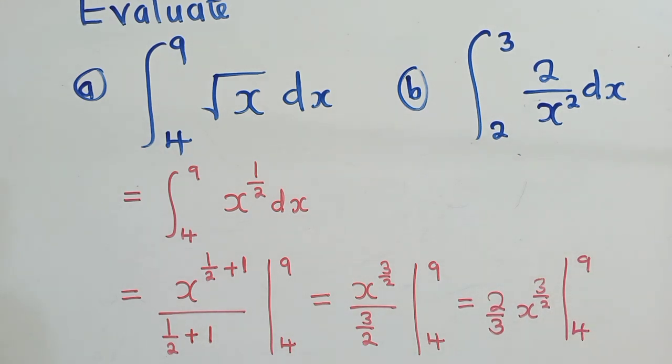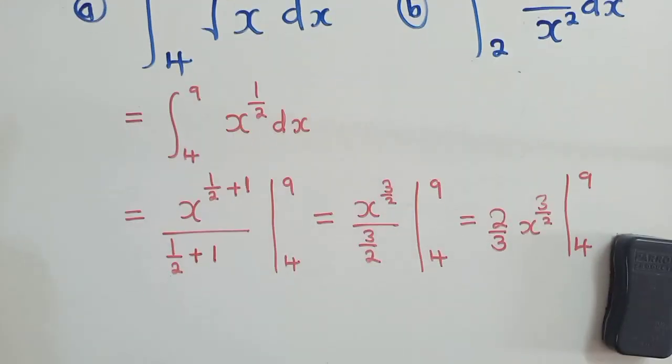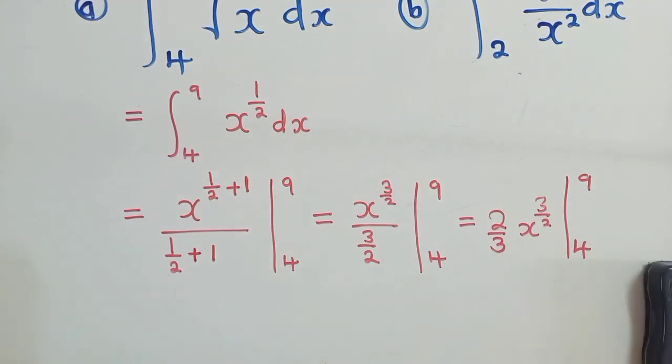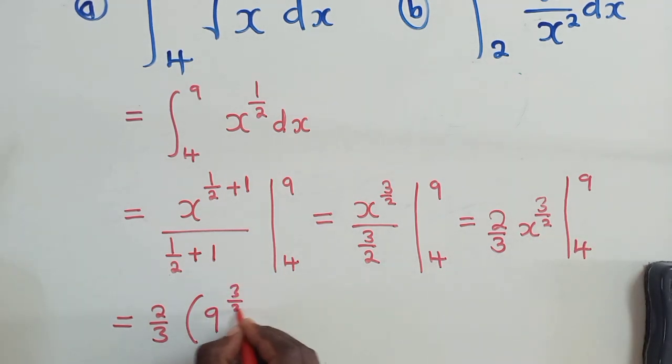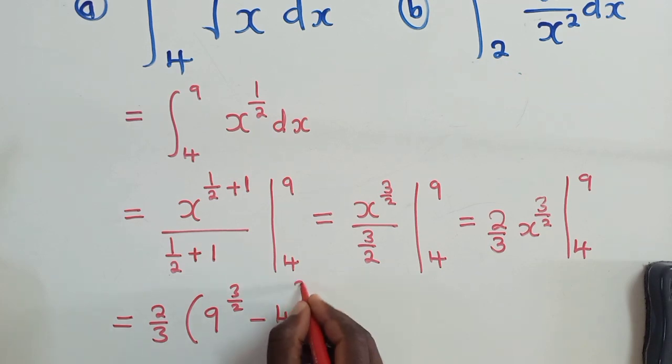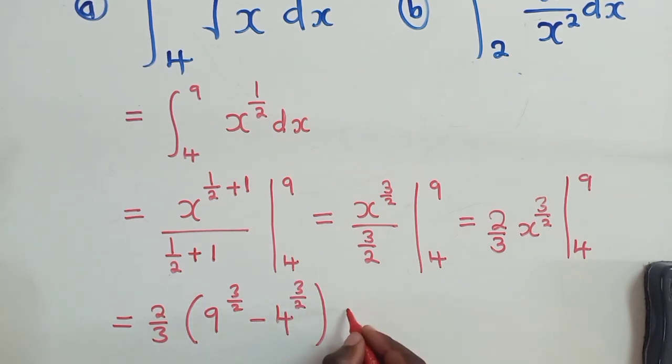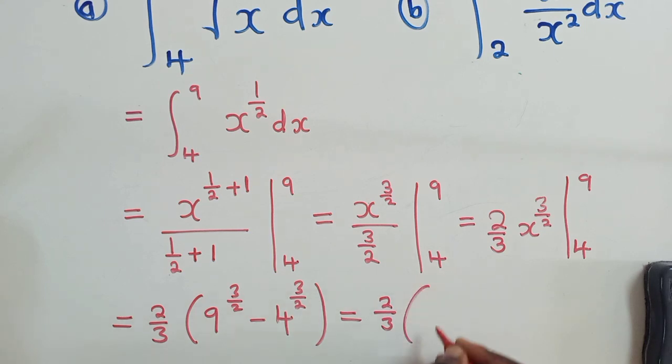Okay, so we are there. Now we're almost concluding. So from here, we say equal to 2 over 3, okay? We put back now the limits. We say open bracket. Here we're going to put a 9 power 3 over 2 minus a 4 power 3 over 2, okay?